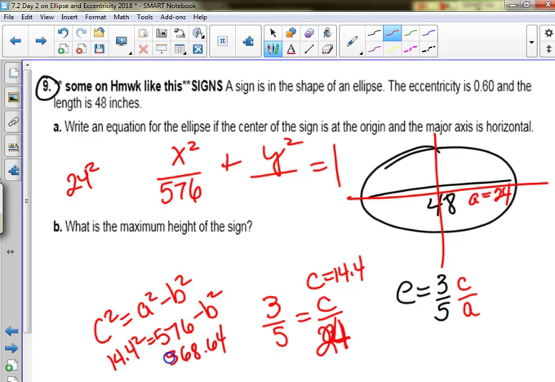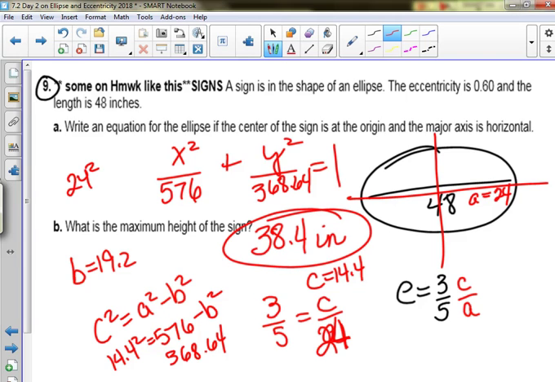Someone get that? Right after I changed the sign because it was a negative B squared, then if I square root that, I get 19.2. B is 19.2, B squared is 368.64, so there's the equation, disgusting. But how high is the sine this way? 19.2 this way and 19.2 this way, which would be about 38.4. Did it have a unit? Inches. So there it is. Interesting question, putting all those concepts together, but I didn't put it on the homework.